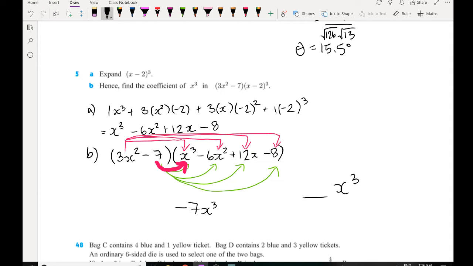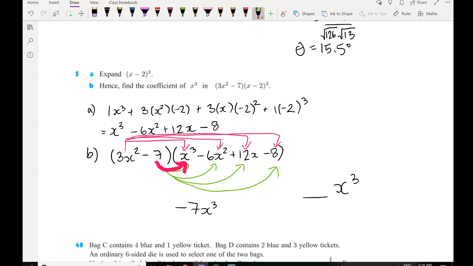The 3x squared, on the other hand, I don't get an x cubed term by multiplying it with the x cubed. That would actually give me an x to the 5 term. The term I would need to multiply it with would be just a term that has a single x, because then the x squared times the x will give me an x cubed.